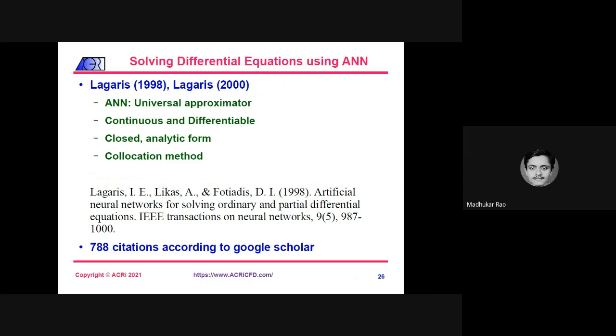And he used the collocation method, which is by far the most popular method even today. I've given the full reference for Lagaris's work. So as you can see, given the number of citations Lagaris's work had, it is actually surprising that this did not pick up 20 years ago. It had to wait till 2017 or 2018 to become popular. So I guess everything has its time.